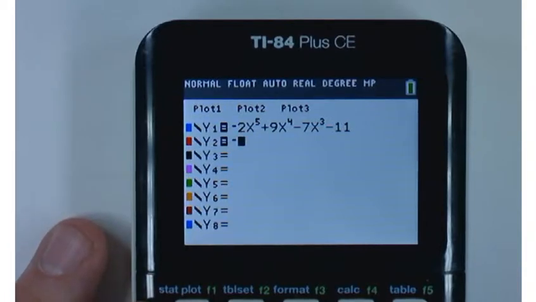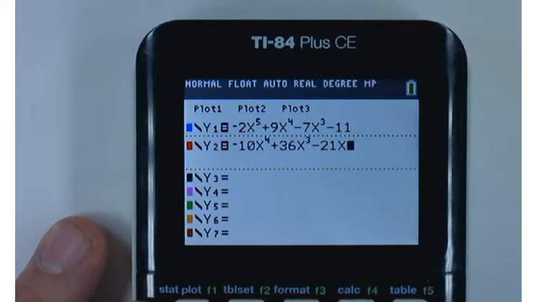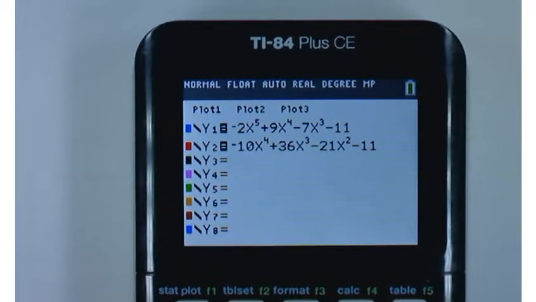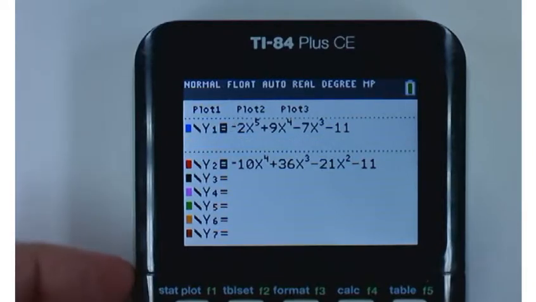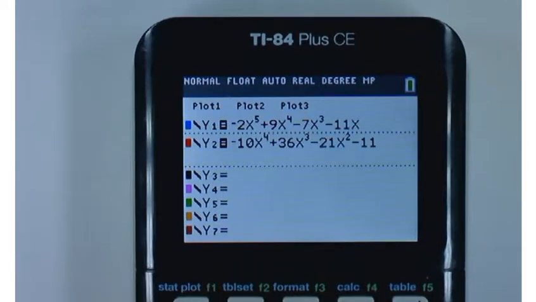Let's put in the derivative as well. It's going to be negative 10 x to the fourth plus 36 x cubed minus 21 x squared minus 11. You know what? I'm missing an x on top. Yep. Thank you. That would have messed things up big time.